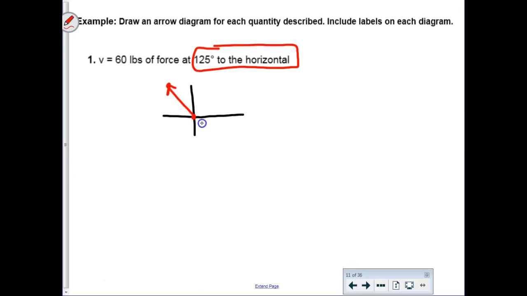But here's what we're going to have to do. Because I did not use a protractor, you're going to have to label the angle for me. So I'm just going to do this.